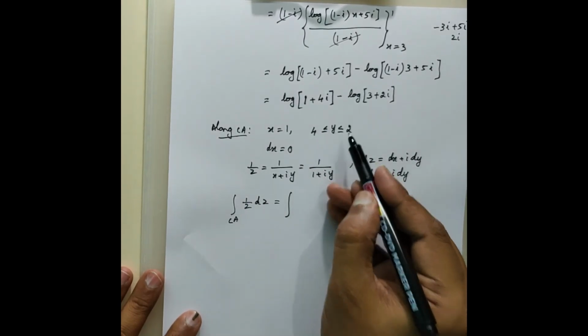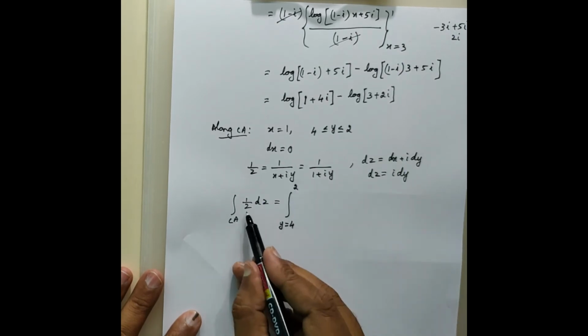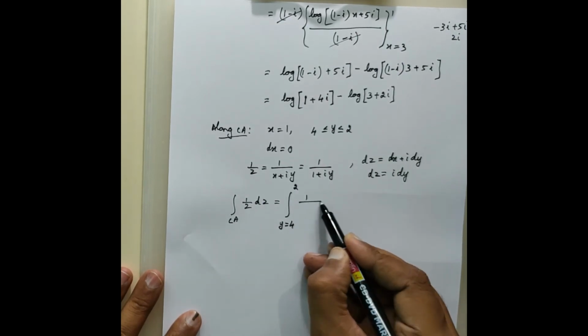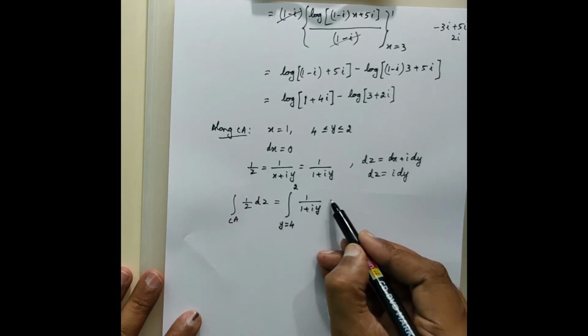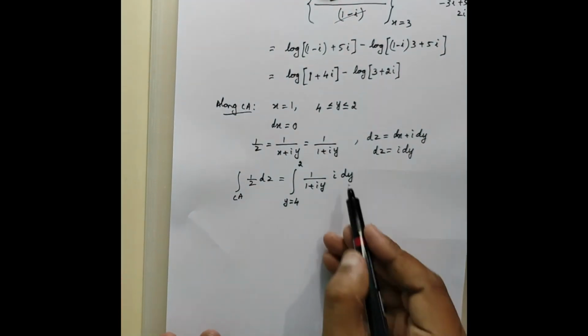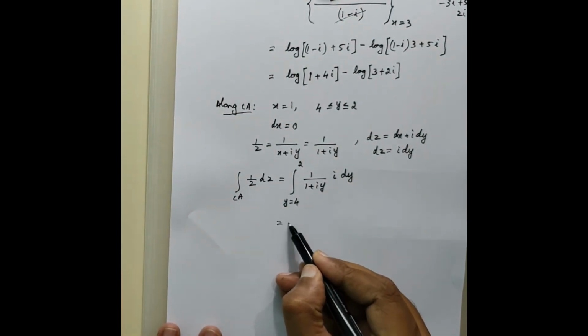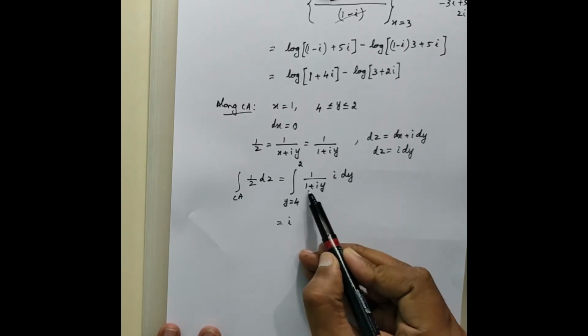Now along CA the value of y is ranging from 4 to 2. So 1 by z is known, it is 1 by 1 plus i times y, into dz. dz is i times dy. You can take that value of i common outside. You will be left only with 1 by 1 plus iy into dy.